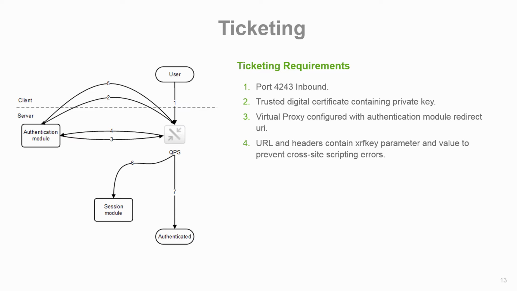For ticketing, port 4243 is required inbound to contact the REST API so that you can acquire the ticket. You do need a trusted digital certificate containing a private key. You have to have a virtual proxy configured with authentication module redirect URI to the resource that's going to be your fallback page for logging in. And the URL and headers need to contain an XRF key parameter and value to prevent cross-site scripting errors. So we'll go into that momentarily when we walk through the code.